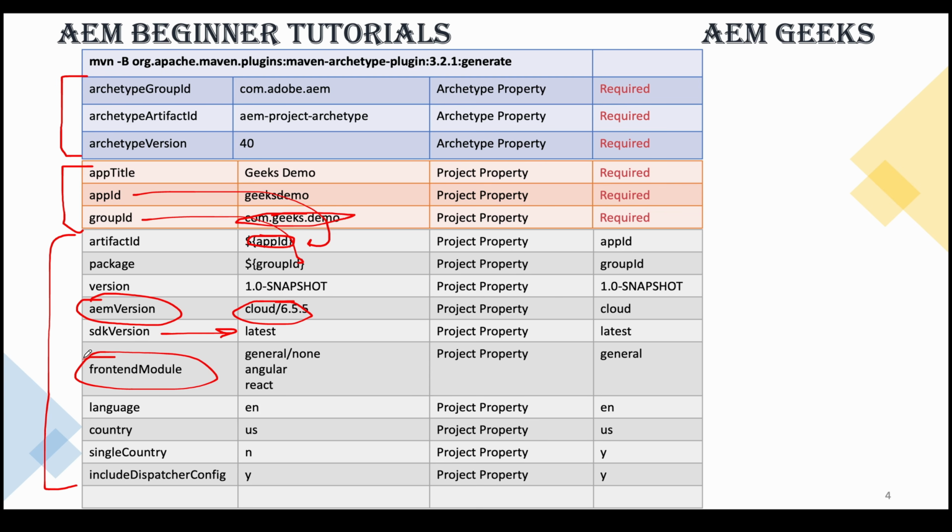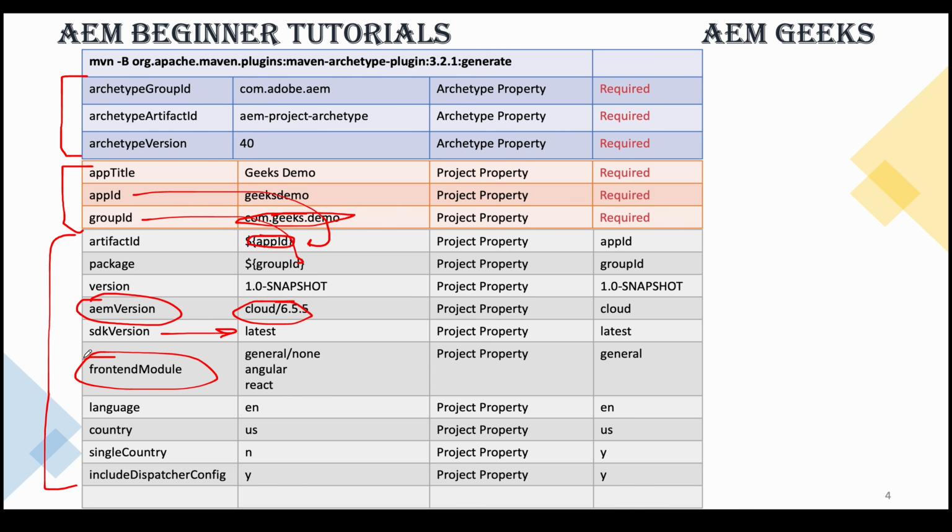Either you can define general or none. If you don't define, it will take general. What do you mean by general? It will create a normal web project. We'll see that, okay? Or if you want to create a project as a SPA, single page application. So there are two options available.